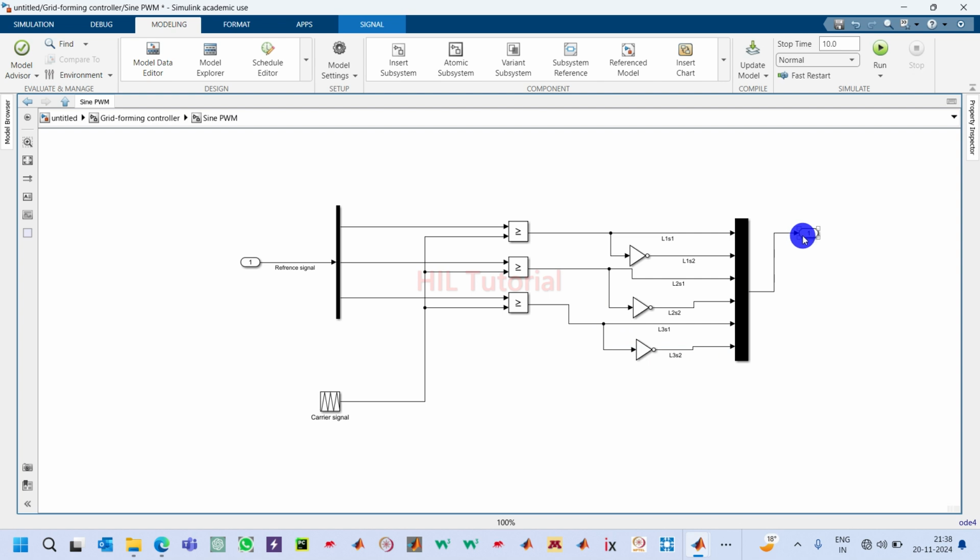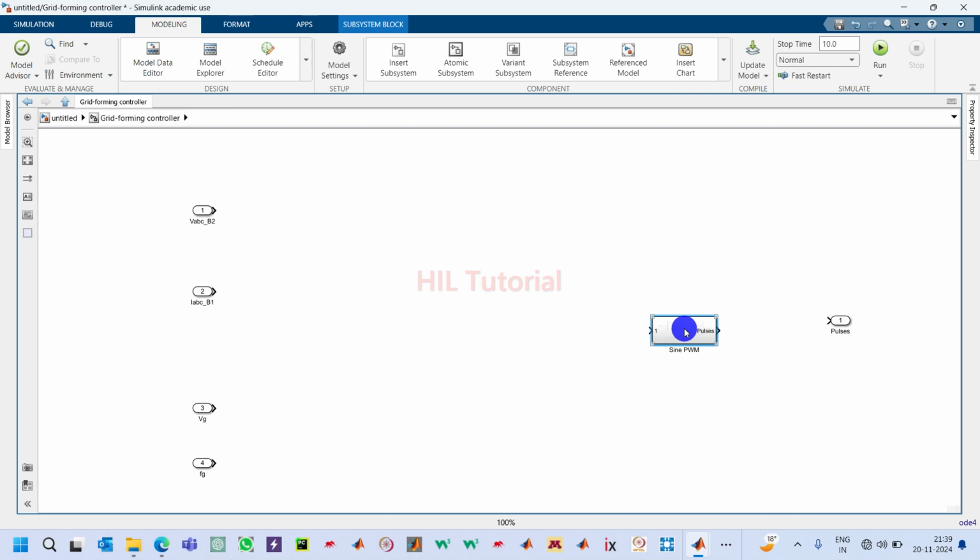Okay, so these are the pulses. 6 pulses will go out from this, so I can write here pulses. We are using a 10 kilohertz switching frequency, and this is the reference signal. It is getting compared, and we will get 6 switching pulses for leg 1, leg 2, leg 3. This is how we are creating sine PWM. So now the PWM is ready.